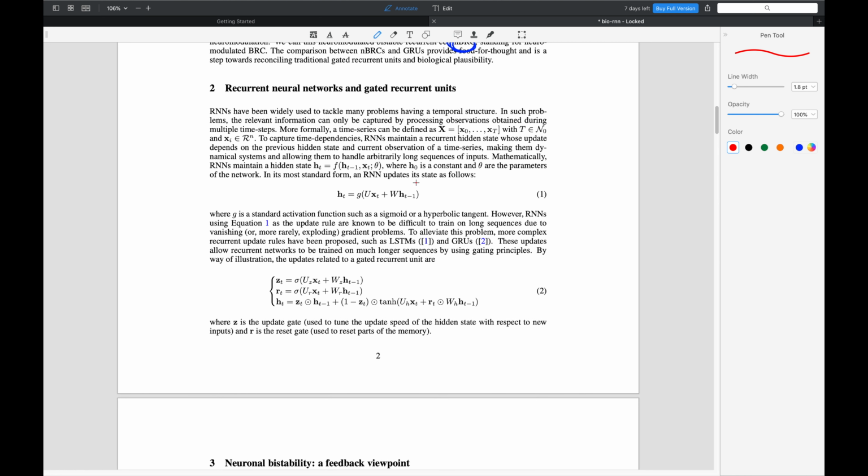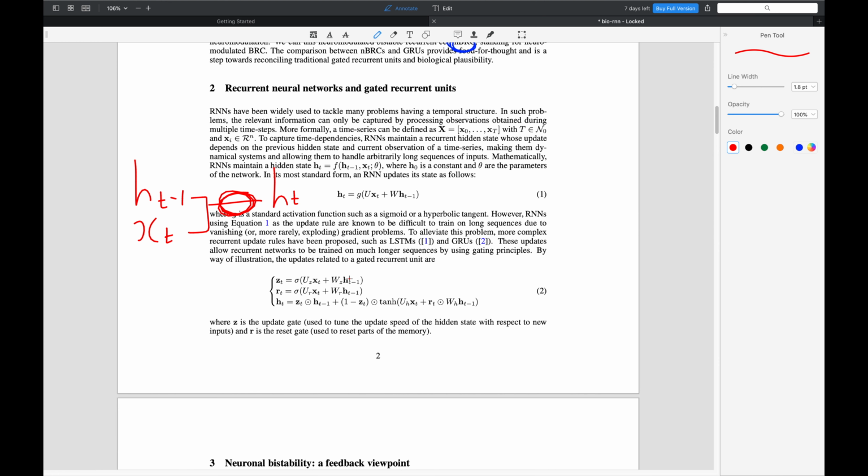Now GRUs, just like any recurrent cells, receive a hidden state h from the previous time step t minus 1 and the current input xt, and combine them to produce the next hidden state ht. What differs between GRUs, LSTMs or RNNs is how this intermediate process happens. So let's look at how it happens in GRUs.